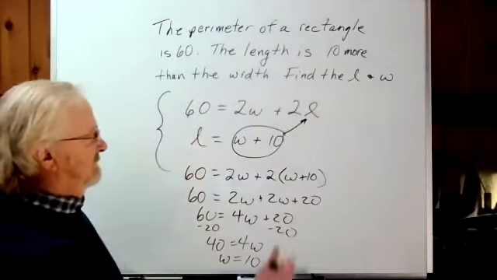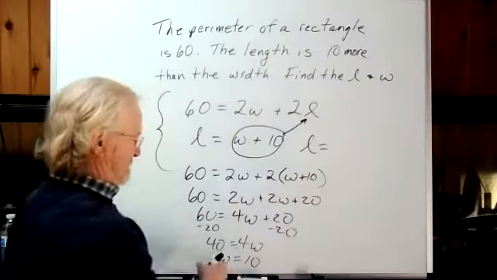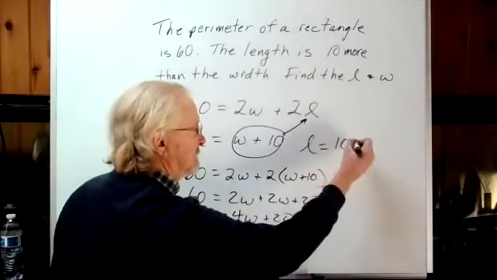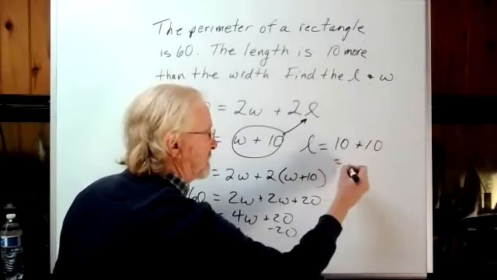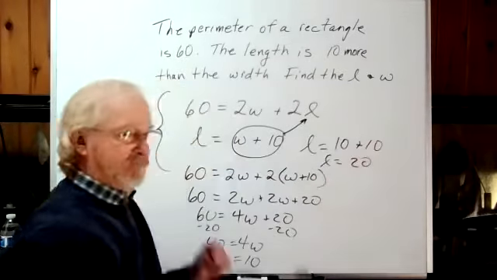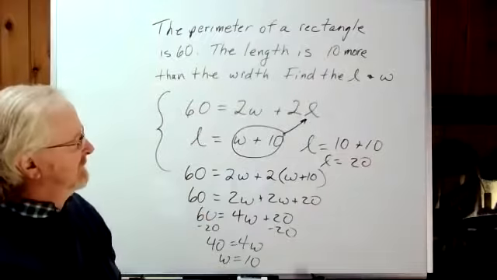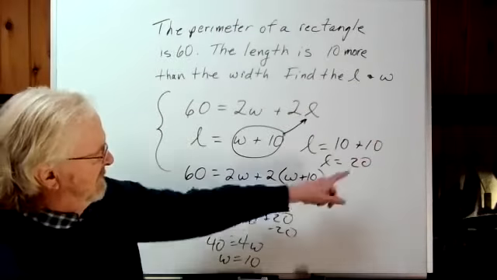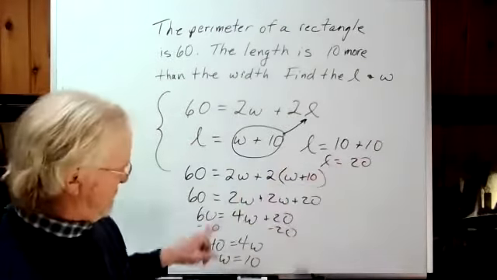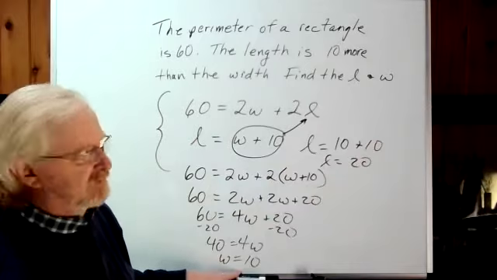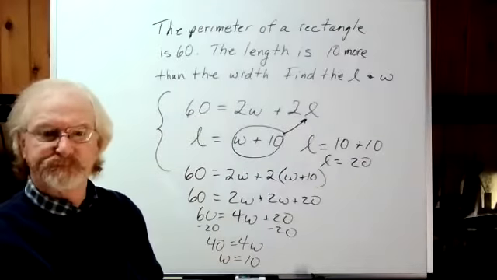So the length is my width plus 10, so it must be 20, whatever units we're talking about. So yeah, 2 of those is 40, plus 2 of those is another 20. 40 plus 20 is 60. You have to catch up.